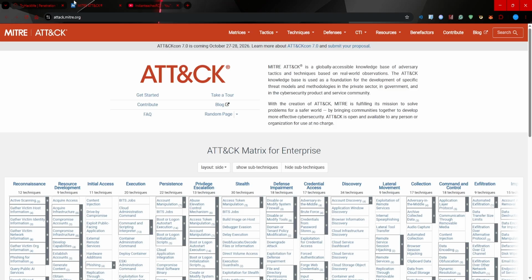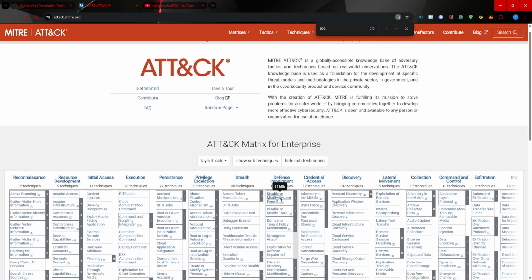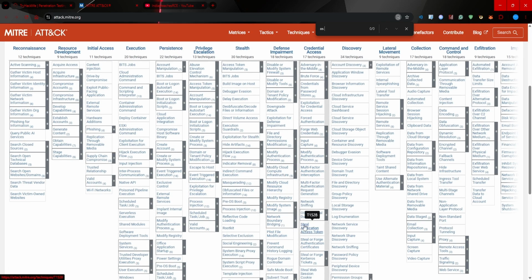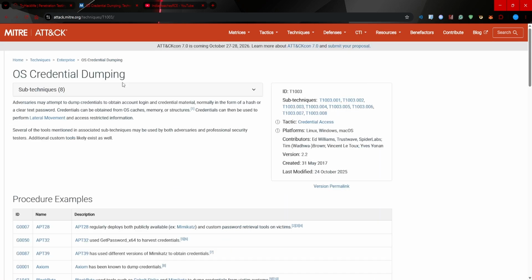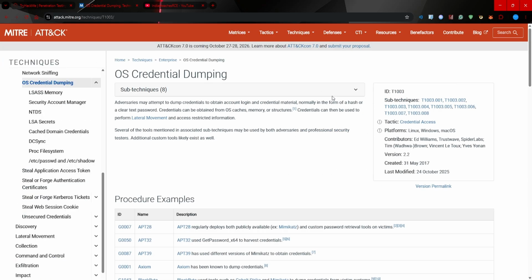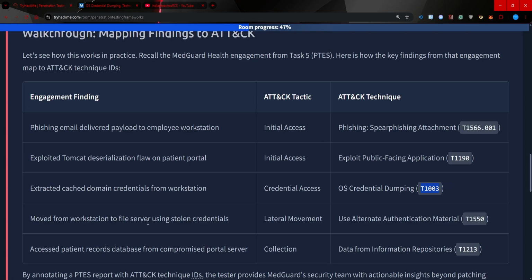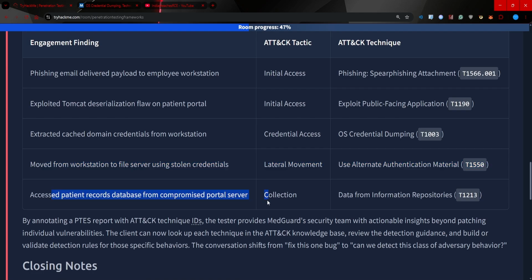This is the MITRE ATT&CK. If I copy this, wow, we cannot find this. 003, OS credential dumping. And this is where the sub-techniques are, T1003. Move from workstation to file server using stored credentials, lateral movement, use alternate authentication material. Access patient records database from compromised portal, collection.